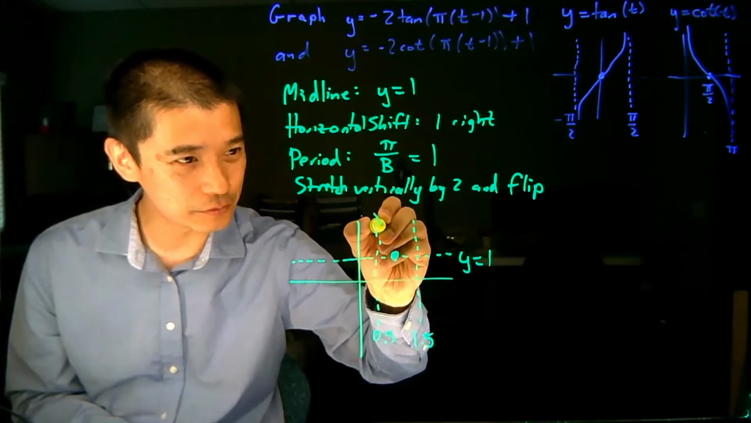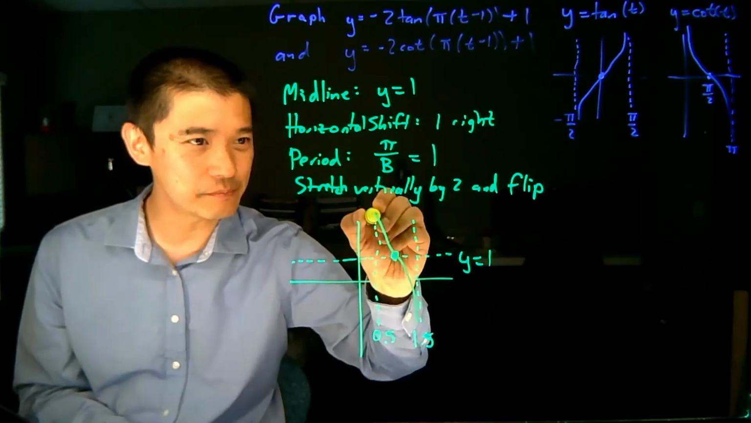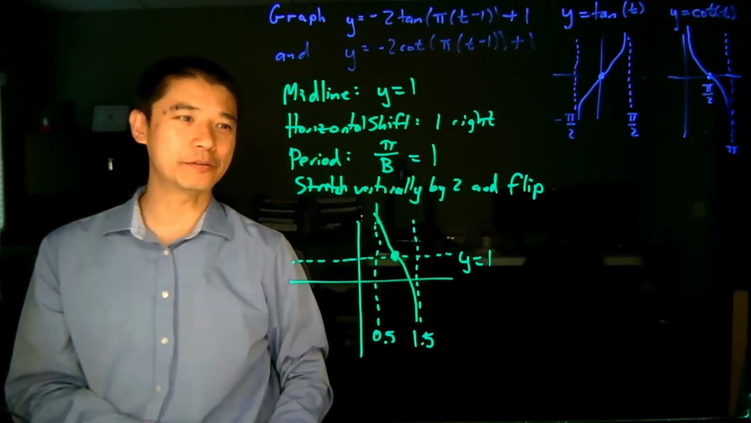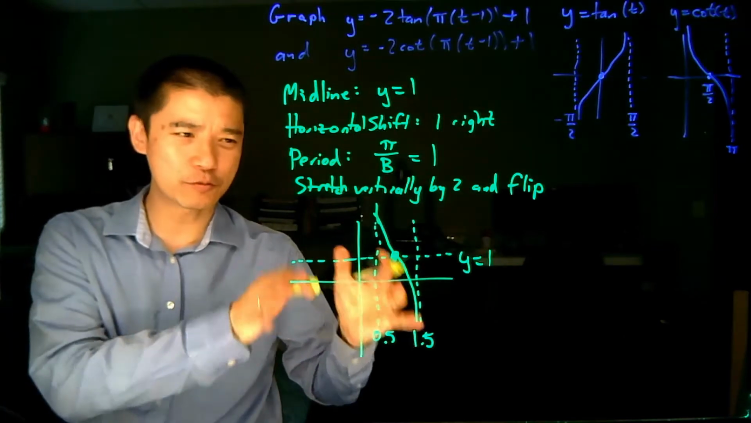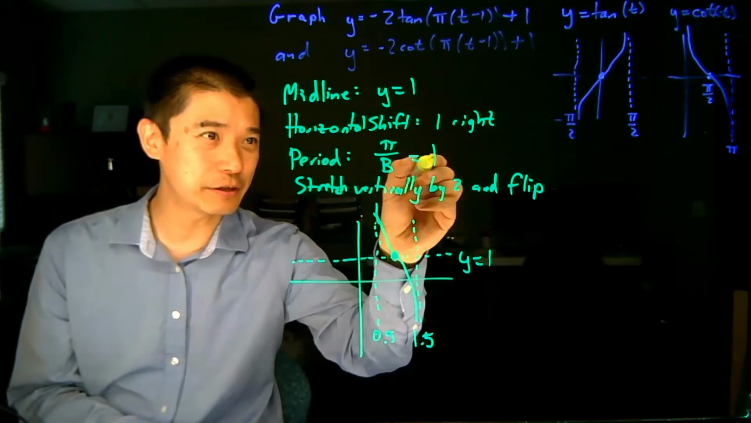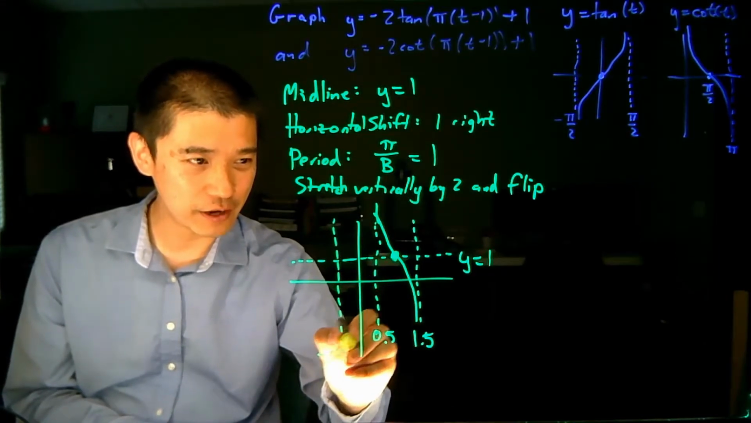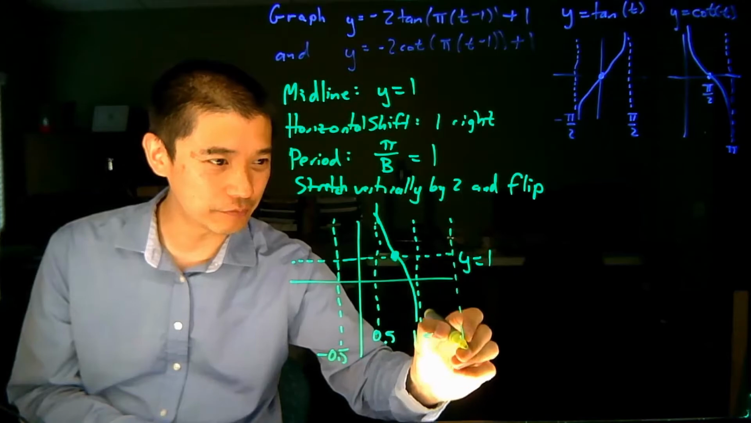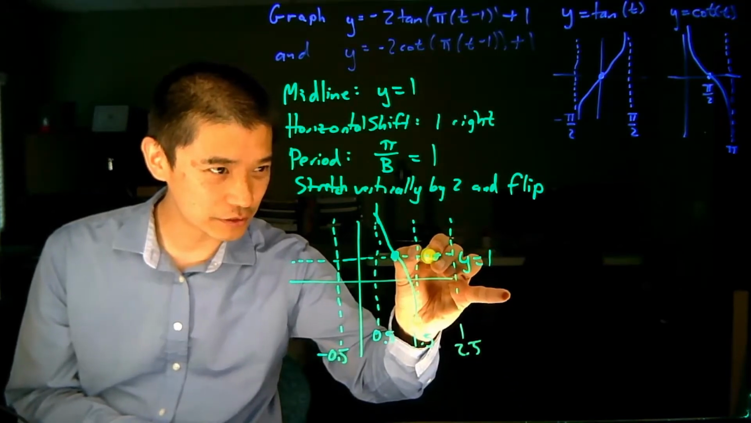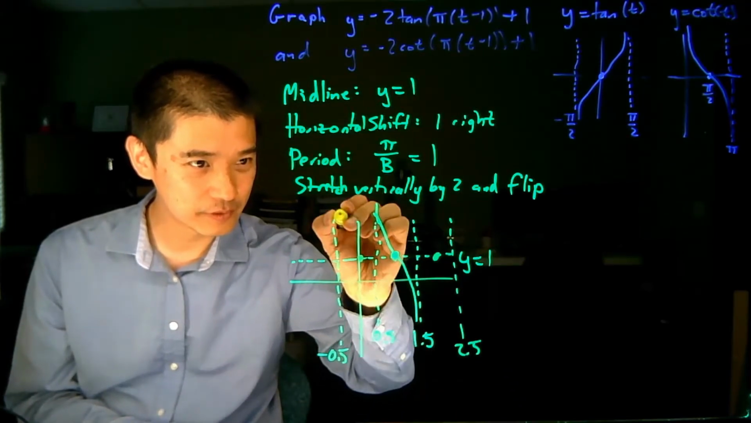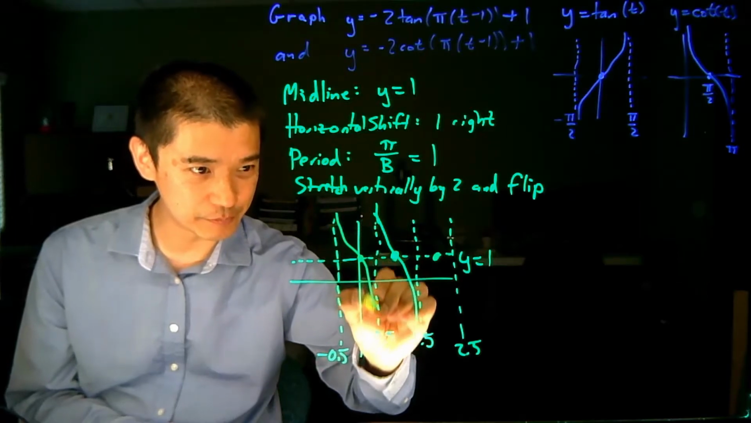So we're going to go down like that. That is a vertical asymptote. And then, of course, once we have this one period, we know that's going to keep repeating. The period is 1, so we'll go one more this way, so that's negative 0.5, and one this way is going to be 2.5. It's going to cross through the midline, and it's going to be decreasing because it's been flipped vertically.